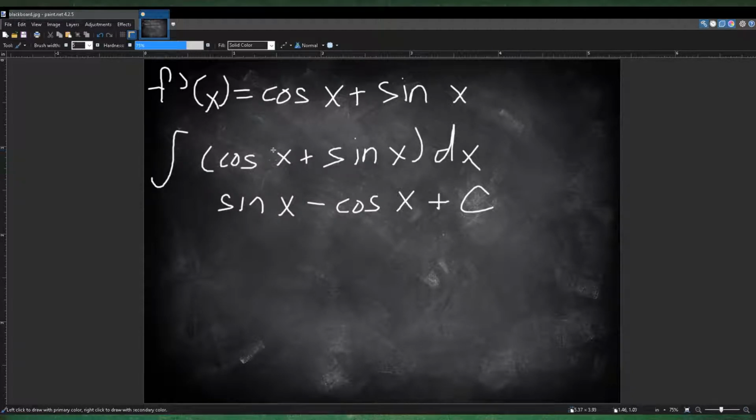A good trick about trig functions is that if you keep taking the derivative, it kind of cycles through an order. So if you do the derivative of sine of x, you get cosine of x, right? Now you have cosine of x.